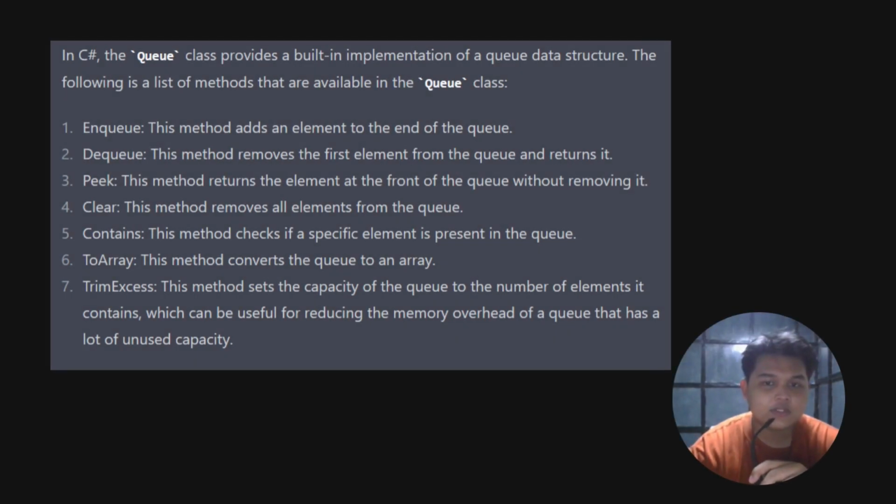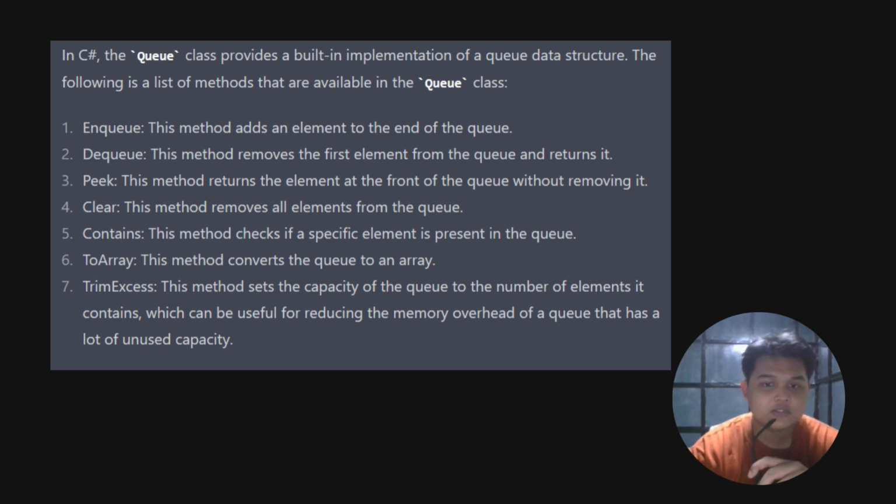In C#, the queue class provides a built-in implementation of a queue data structure. The following is a list of methods that are available in the queue class. So once again, we have the NQ, DQ, and peek. Basically, NQ means adds, DQ means removes, and for peek, it returns the element at the front of the queue without removing it. Then moving on to the new ones, we have clear. This method removes all elements from the queue. Then contains. This method checks if a specific element is present in the queue.